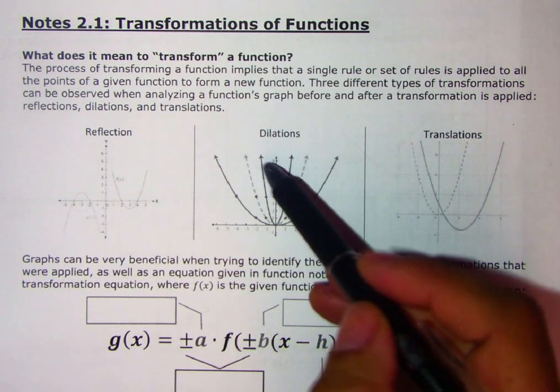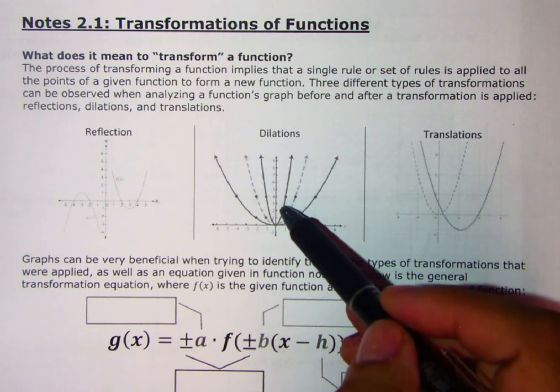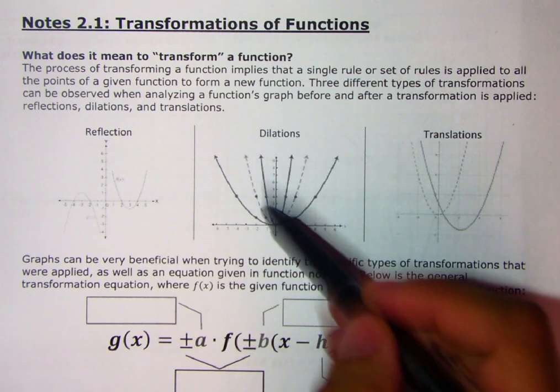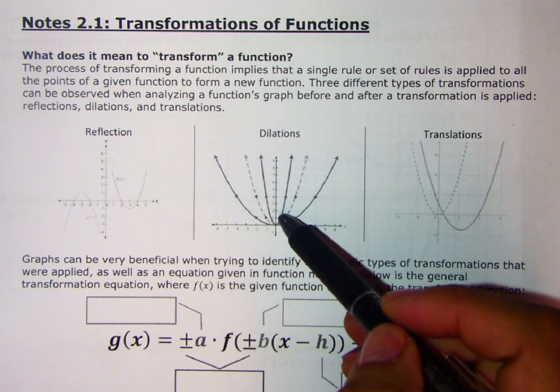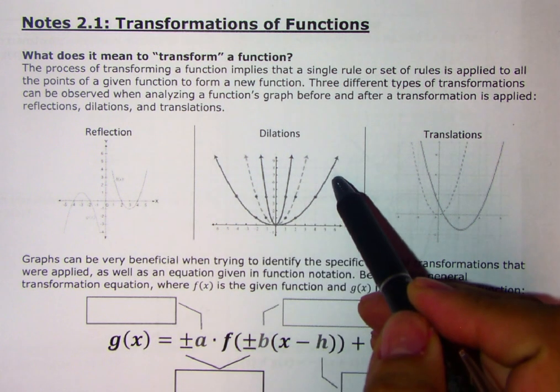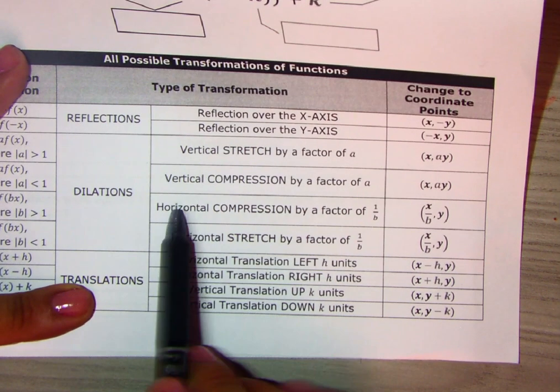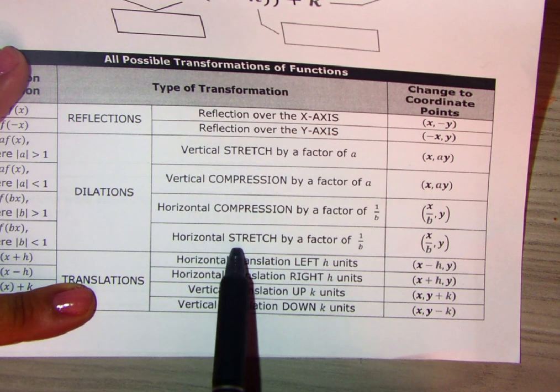You can also have a quadratic function dilate, which means change in size. So it can become smaller or thinner or narrower or also wider. But in this Algebra 2 level, we are going to use specific vocabulary, and we're going to use vertically stretched, vertically compressed, horizontally compressed, or horizontally stretched.